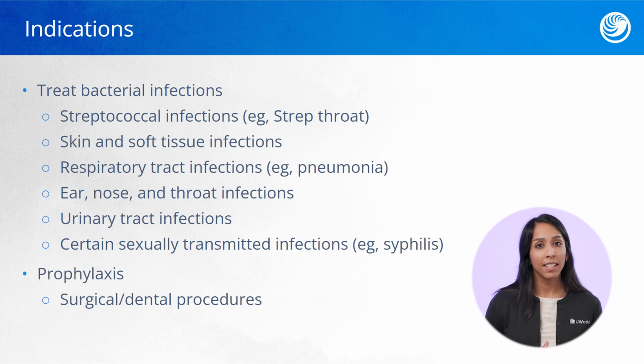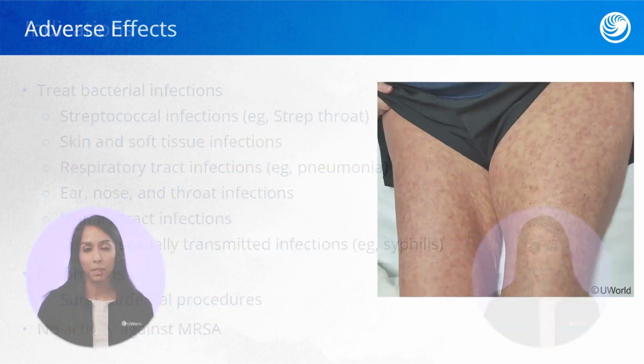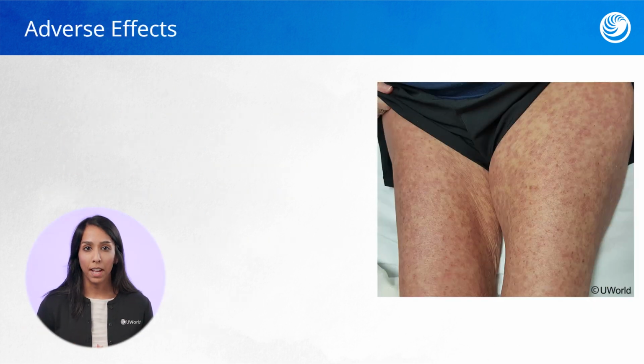Now, as important as it is to know what penicillins do treat, you should also be familiar with what they do not treat. Namely, they have no activity against methicillin-resistant Staphylococcus aureus, also known as MRSA, or atypical organisms. So they should not be used to treat infections caused by these bugs. Now let's move on to adverse effects.